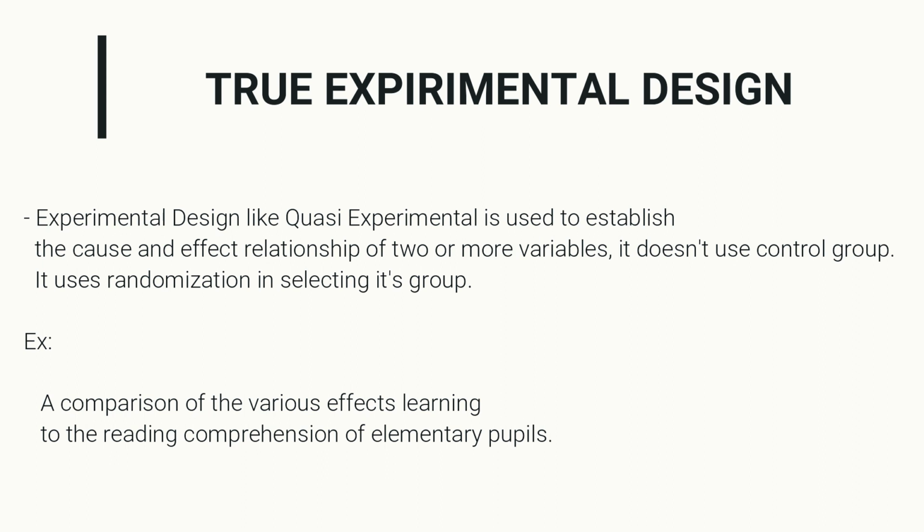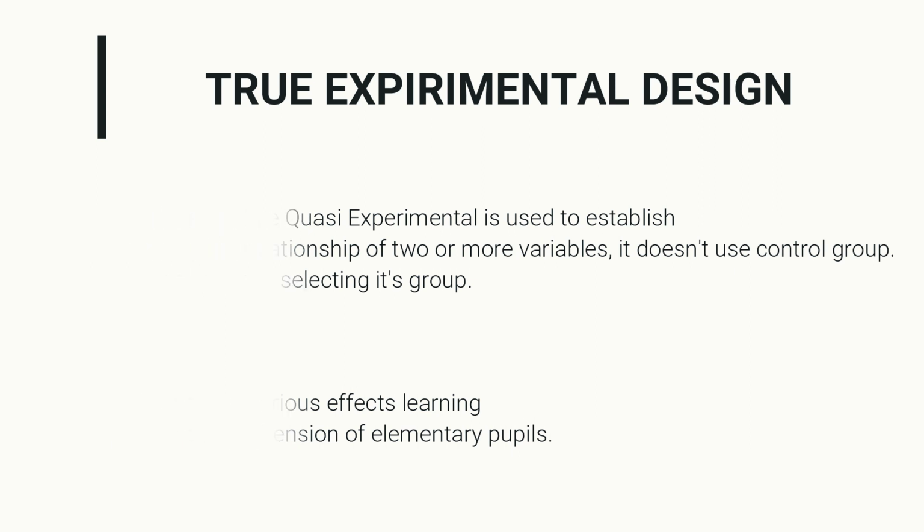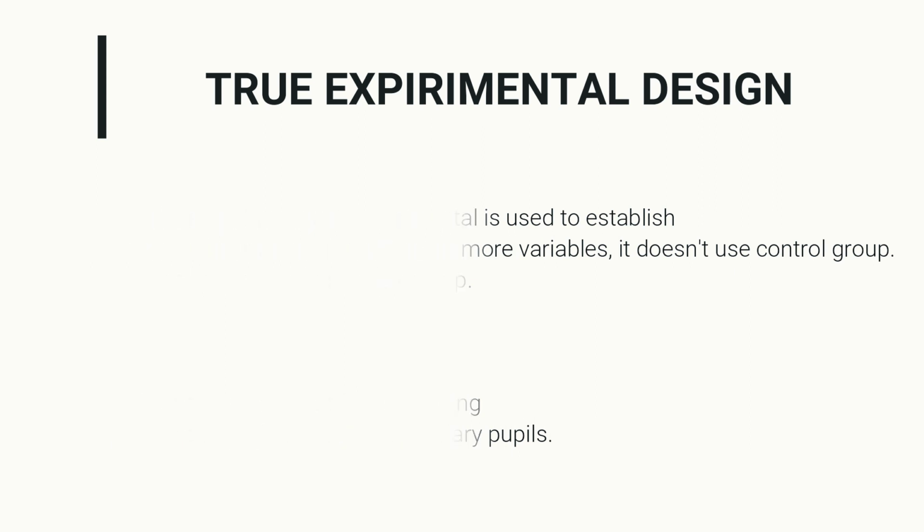What if I choose those high-learning students? Obviously, they will have higher or better reading comprehension than the other students. In here, to prevent bias, the selection of elementary pupils should be random so that it will not be biased.